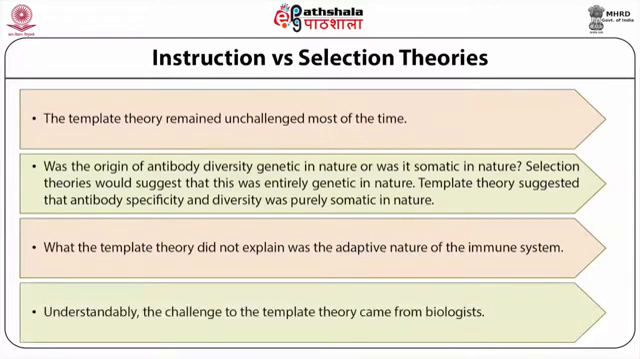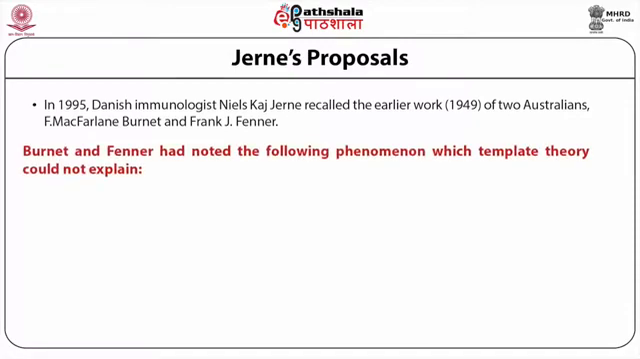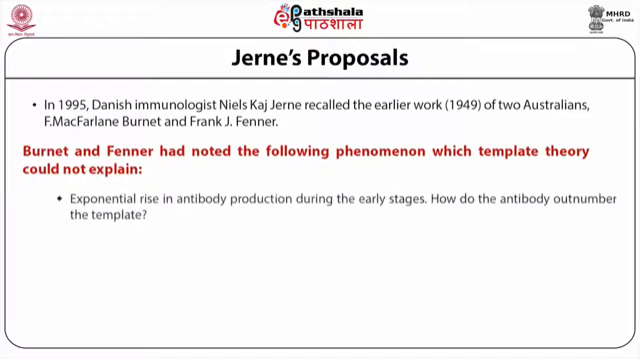Understandably, the challenge to the template theory came from the biologists. In 1955, Danish immunologist Niels Kaj Jerne recalled the earlier work of the year 1949 of two Australians, Macfarlane Burnet and Frank Fenner. Burnet and Fenner had noted the following phenomenon, which template theory could not explain. Exponential rise in antibody production during the early stages. How do the antibody outnumber the template? It also could not explain the adaptive nature, as we have pointed out.